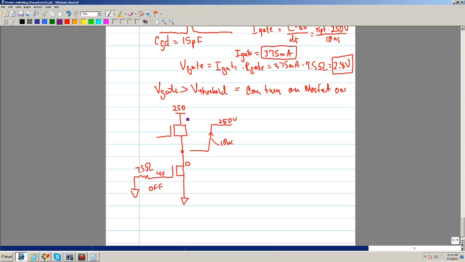You have current flowing directly between both MOSFETs. And depending on the rating of your MOSFET, you might pop one of them, or you might even damage your power supply because you're shorting your 250 volts through two MOSFETs. So this is bad. Another thing that they call it is shoot through, or you can call it cross conduction.